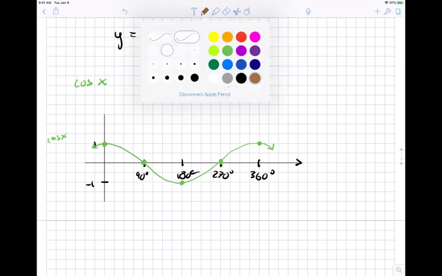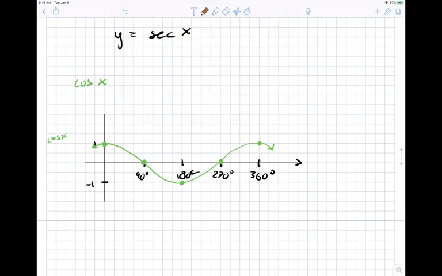I'm going to go like this. So when we flip this, the zeros become our asymptotes. This is also an asymptote. And we still pass through the same max and the min value points. So we're still going to pass through these points here. And then we just make a U.